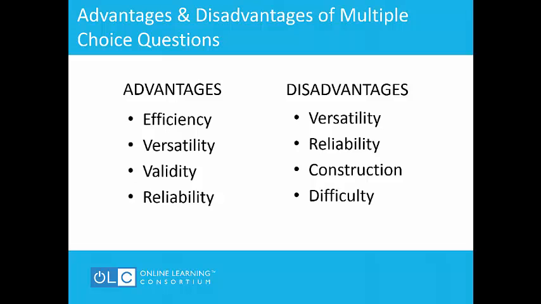However, on the disadvantages side, there's also a lack of versatility. So while you can assess many different things, there are some things that cannot be tested through multiple choice questions. Multiple choice questions are also less prone to guessing than true and false questions. However, a student can still guess because you're providing them with potential answers. Therefore, it is possible that students can succeed on the test just by guessing on all of the questions.